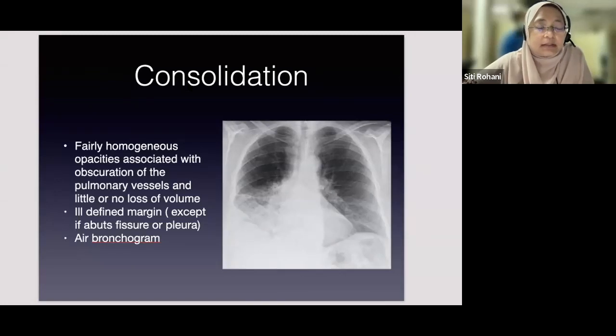Air bronchogram in consolidation is caused by the airways, which are still aerated within the area of consolidation. We know the definition of consolidation is pathology in the airspace, not in the airway. That's why we can see air bronchogram in consolidation.